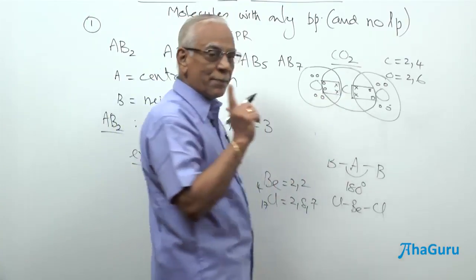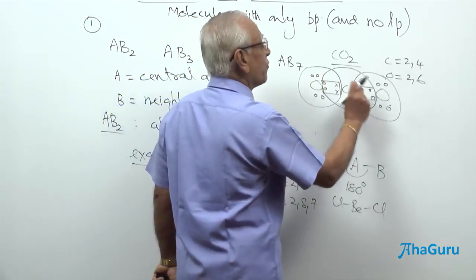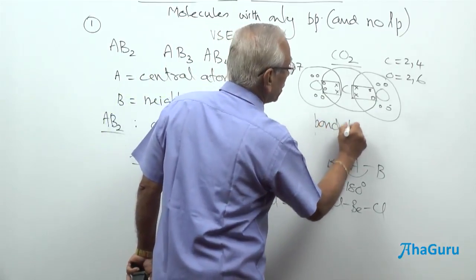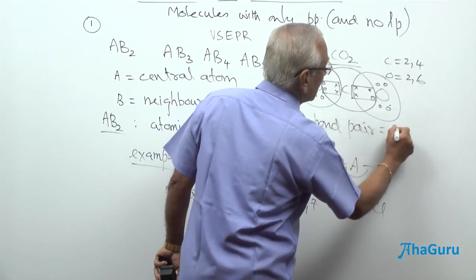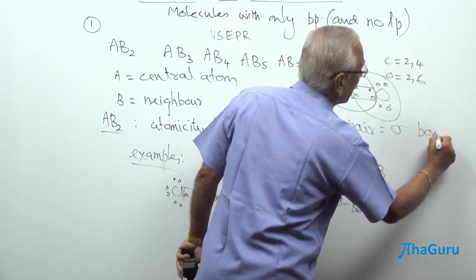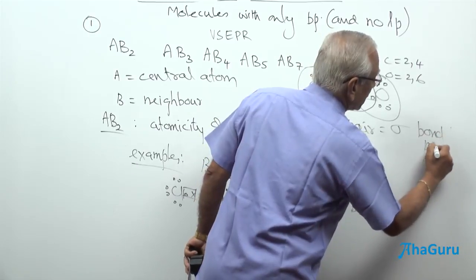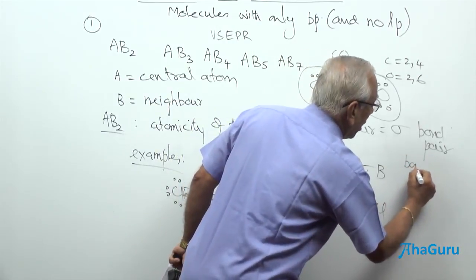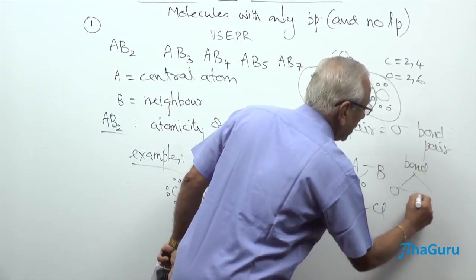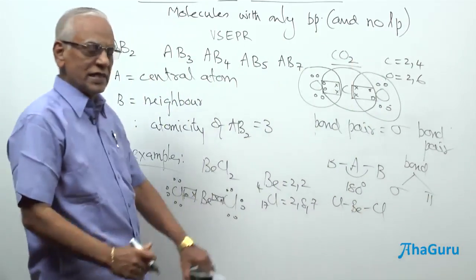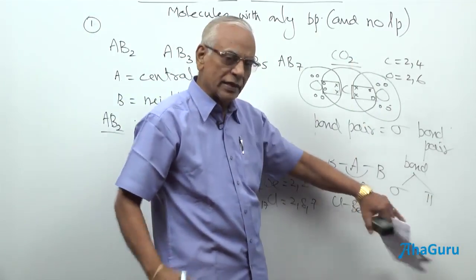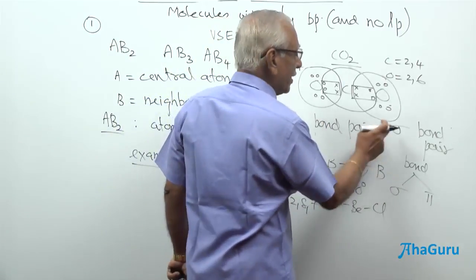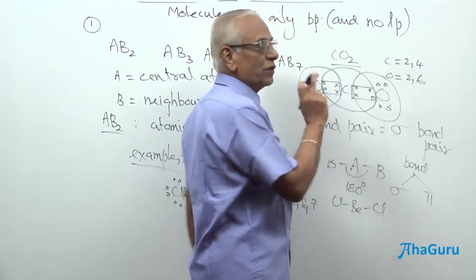Now, when I say bond pair, I do not take the total number of bonds here. When I say the bond pair, please note the bond pair means sigma bond pair. Now, my dear students, a bond can be a sigma bond and a pi bond. We have already seen it. We know that sigma bond is going to be linear overlap and pi bond is going to be lateral overlap. Therefore, when I say the bond pair, I always refer to the sigma bond.